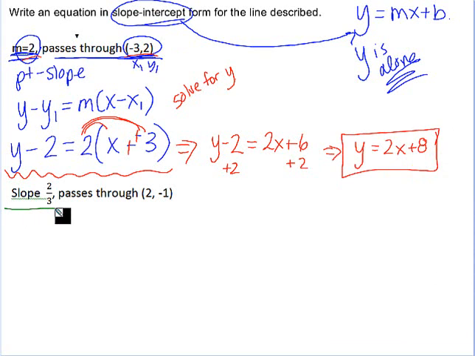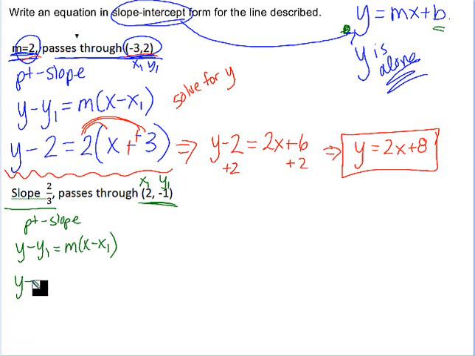We're going to do another problem with that same process. This time our slope is 2/3 and we pass through the point 2, negative 1. Once again, we cannot jump right to slope-intercept because we do not know the y-intercept. We are simply given this point. So we're going to put this into point-slope form first. So y minus y1 equals m times x minus x1, where your point here is your x1, y1. So y minus y1, which is negative 1, equals m, 2/3, times x minus your x1, which is 2.